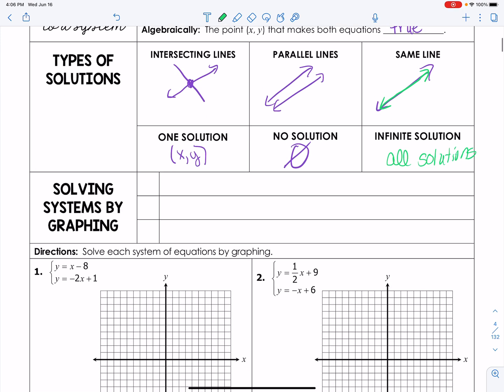Okay, so to solve systems of equations, step one, you're going to solve for y in both equations. Step two, you're going to graph. And step three, you're going to identify the solution.